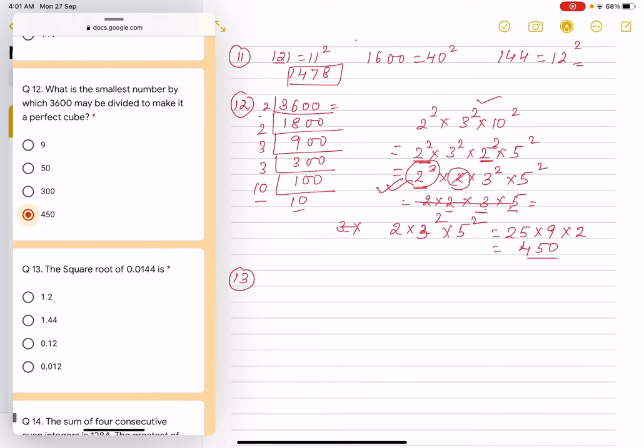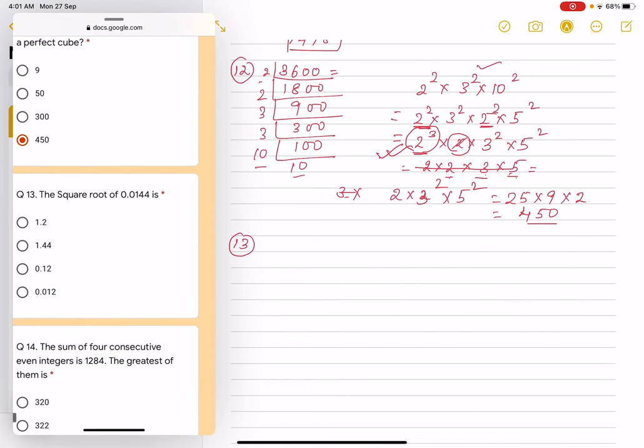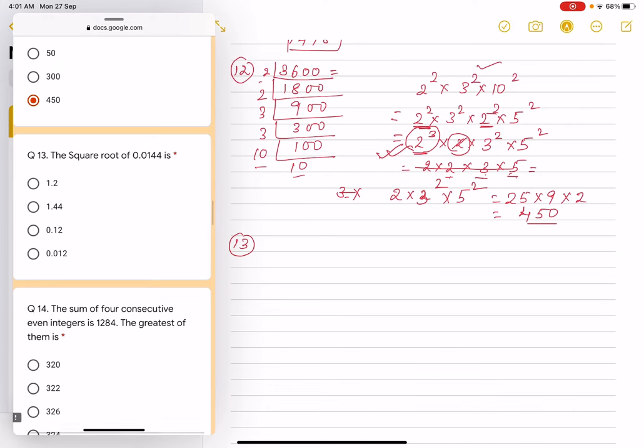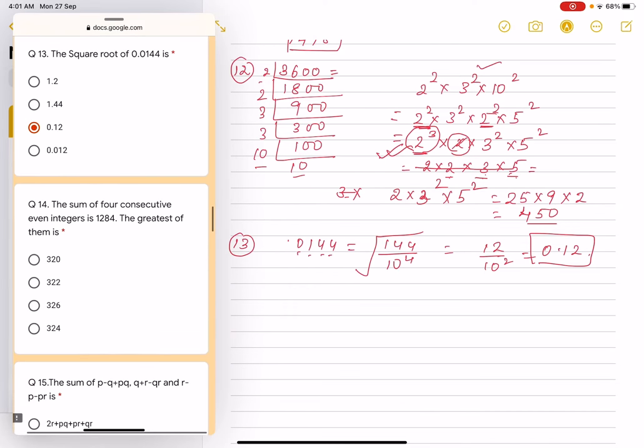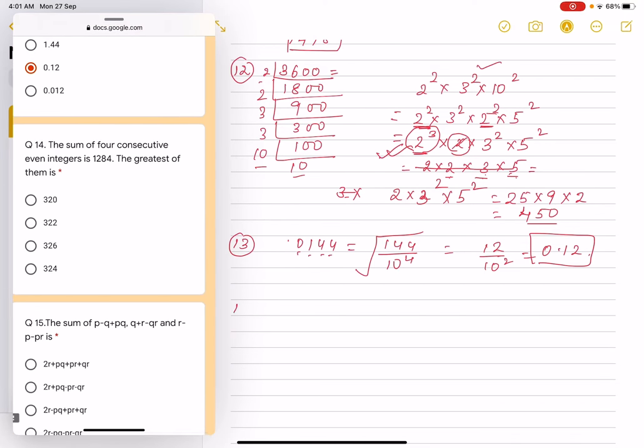Just go to question number 13, the square root, which is the easiest method. Instead of doing decimal, 0.0144. So what we can write? 144 by 10 to the power 4. If you take the square root, it is 12 by 10 square, or I can write 0.12. So 0.12 is which option correct? This one.